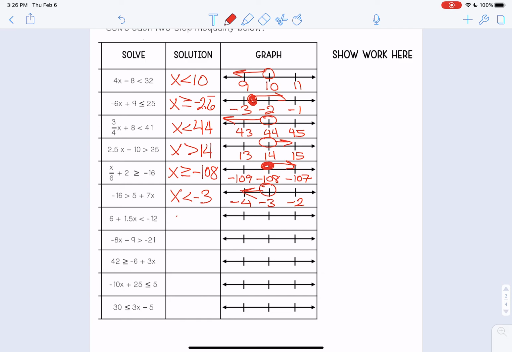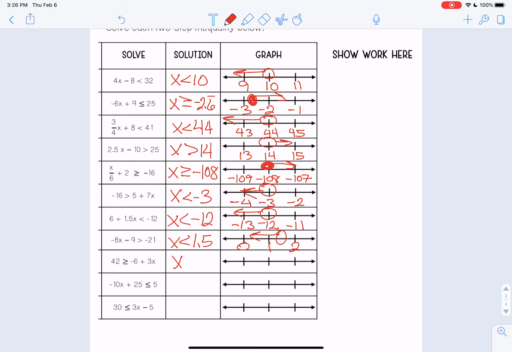For the next one, we get x is less than negative 12. So we have negative 13, negative 12, and negative 11. Bubble stays open, arrow goes to the left. And we have x is less than 1.5. So we have 0, 1, and 2. It'll go halfway in between, no filling in, and the arrow goes to the left.